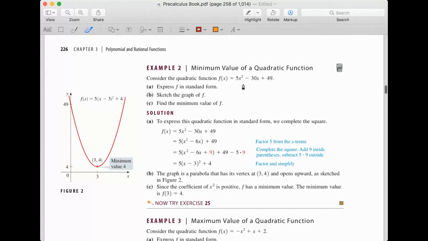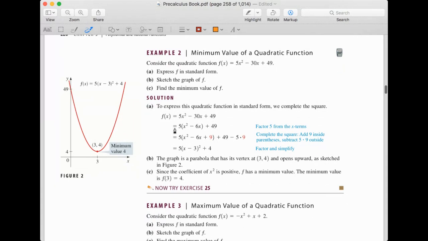So we have this function, 5x squared minus 30x plus 49. Express f in standard form. That means we need to put it in the vertex form. Sketch the graph, then find the minimum value of f. All right, let's see how we do that. Put it in the standard form again. We want to factor out the coefficient of x squared, which is 5. Factor out 5, get x squared minus 6x. We make a perfect square. We add 5 times 9. We subtract 5 times 9. 5 times 9, 45. 49 minus 45, which is 4. So (3, 4) is the vertex.